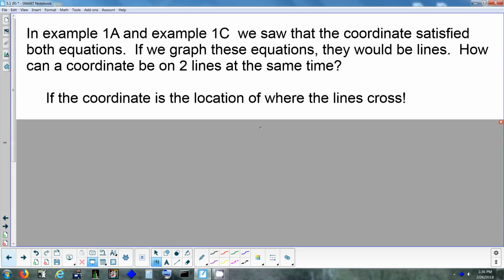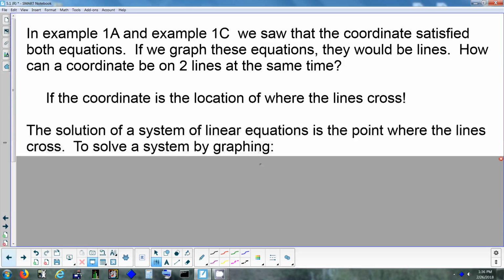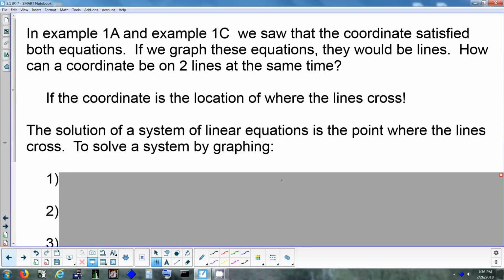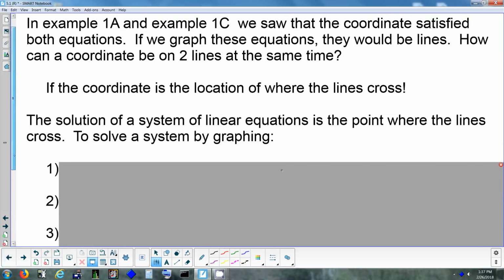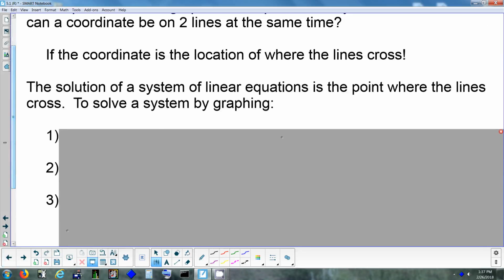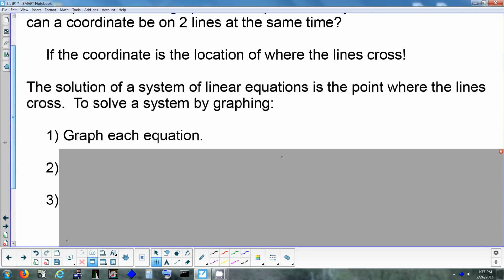So the answer was if that's where the lines cross. So the solution to a system of linear equations is where the lines cross. So this is why in the warm-up we practice graphing. So now you guys got 3 steps. In order to solve a system by graphing, these are the 3 steps.